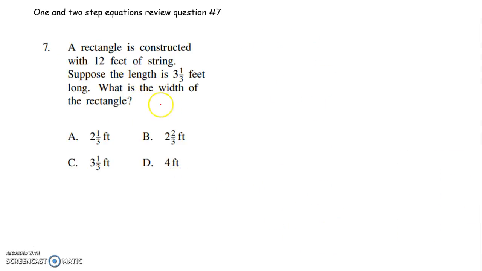All right, a rectangle is constructed with 12 feet of string. Suppose the length is 3 1/3 feet long. What is the width? All right, so I'm going to construct a rectangle. I'm given that the length is 3 1/3 feet, so this is 3 1/3 feet. That side of the rectangle is 3 1/3, the top side is 3 1/3. And it's constructed with 12 feet of string.